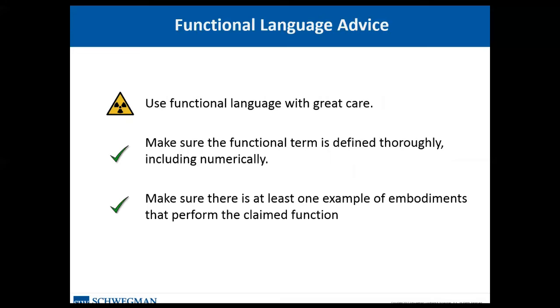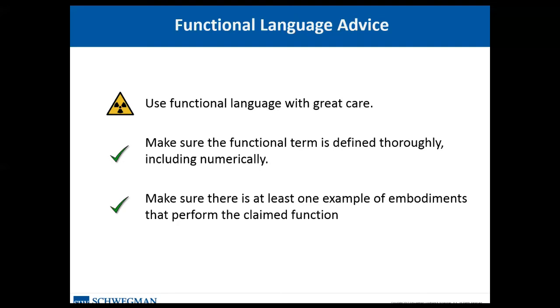So just a little bit of advice so far. I'm not saying that you shouldn't use functional claiming, but I think that if you're going to do it, you have to do it with great care. You have to make sure that the functional terms are very well defined, very thoroughly defined, and on top of that, I think it is in your best interest to define it numerically, structurally. You have to put as many examples as you can so that there's no question about what it is that you're trying to claim.